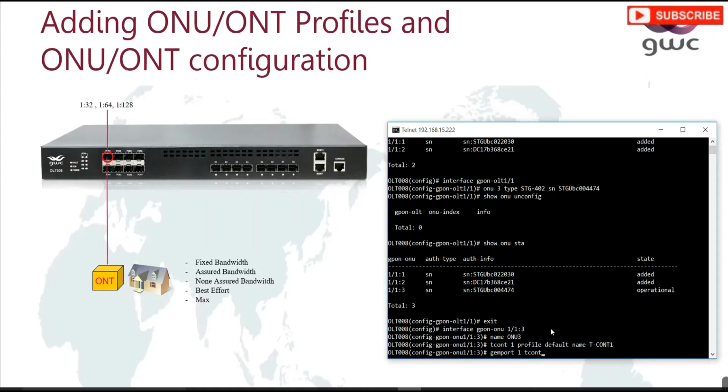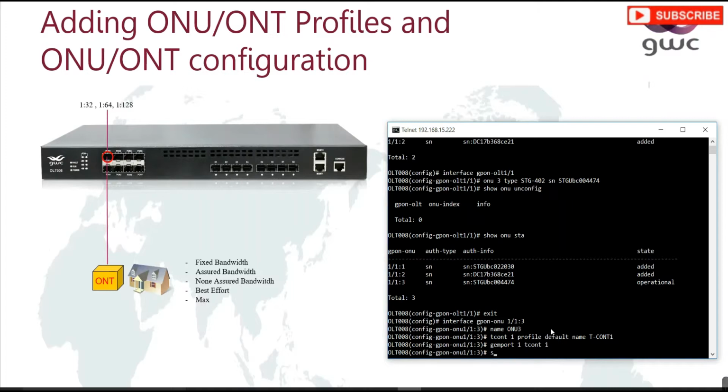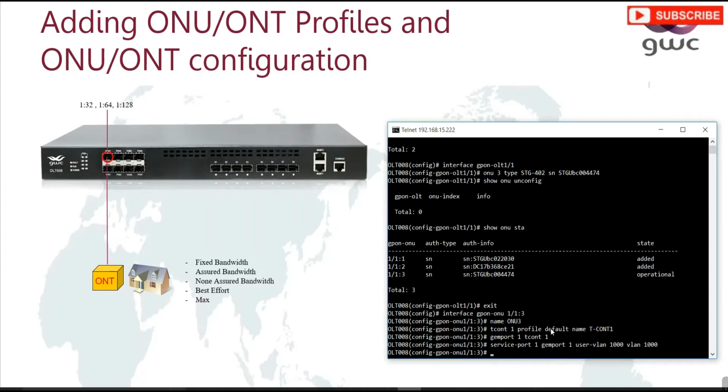Now let's create the service port to VLAN. Add service port and use VLAN 1000, command like this: service port 1 gemport 1 user VLAN 1000 VLAN 1000. We added this command to communicate with the VLAN 1000 we created earlier. The last configuration will be remote service to gem as VLAN 1000. The command will be remote service 1 GE1 VLAN 1000.